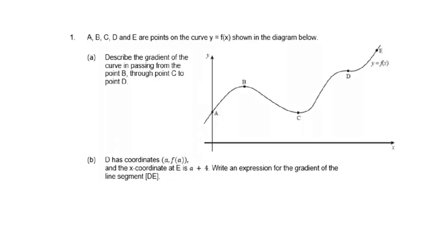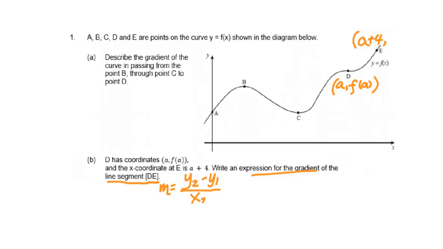Let's go to part B. D has coordinates A, f of A. And the x-coordinate at E is a plus 4. Then they ask you to write an expression for the gradient of the line segment DE. For the line segment DE, the gradient means the slope. You have to use y2 minus y1 over x2 minus x1. We already know this is your x1, y1.